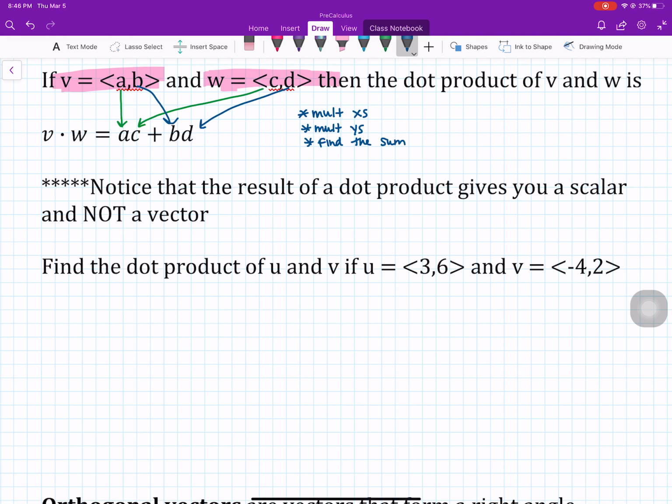It is important to note that whenever you are finding a dot product, you're actually getting a scalar value. You are not getting a vector. When you multiply a vector by a scalar, you get another vector. But when you do a dot product, you're just getting a plain number.